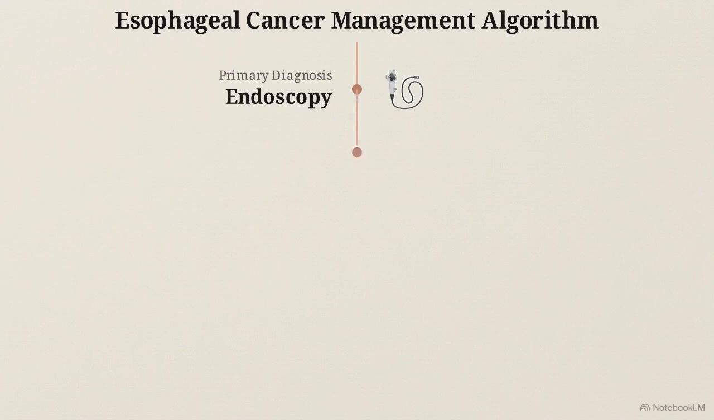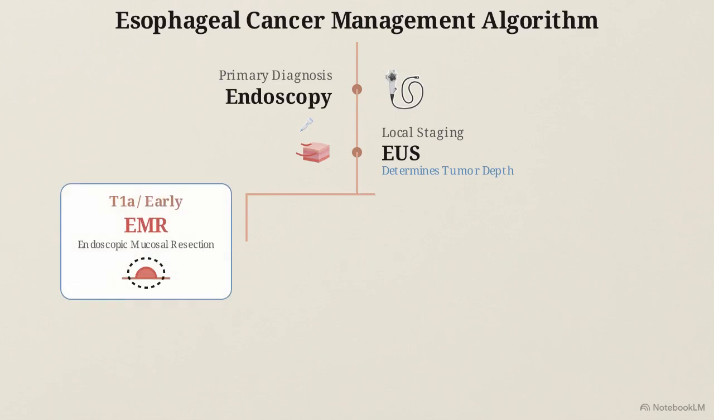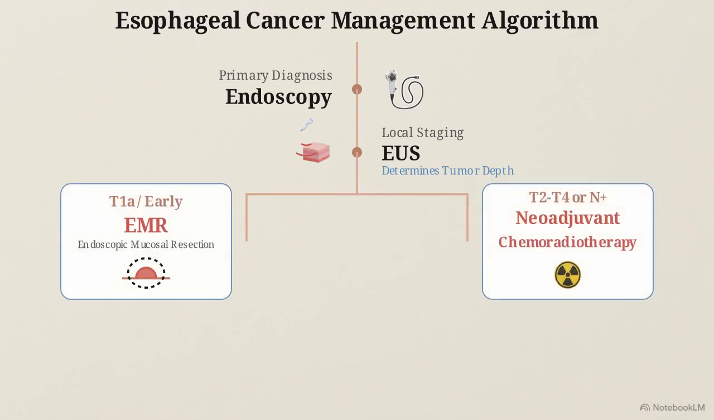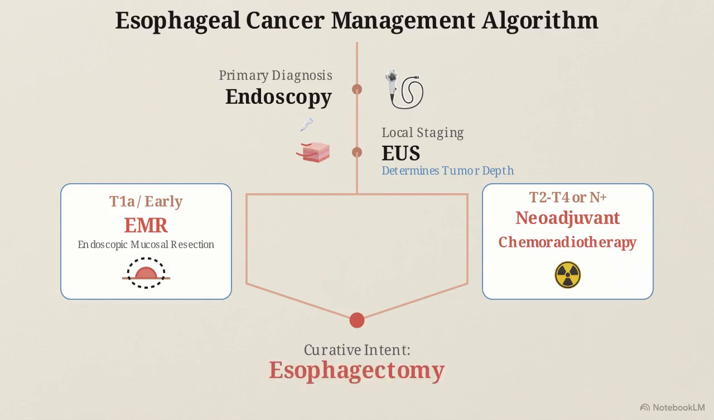The entire algorithmic management of esophageal cancer relies on a strict sequence of logical steps. Progressive dysphagia prompts endoscopy. EUS determines depth. T-stage dictates using an EMR or escalating to neoadjuvant chemoradiation. And ultimately, curative intent demands an esophagectomy, rebuilt via a gastric tube.